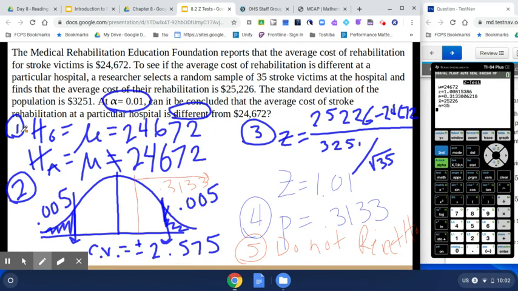Okay, so if I'm not rejecting, that means I'm keeping this idea. I am not supporting that the mean is changing. So my conclusion, my summary statement, I would write out at alpha equal to 0.01, there is not enough evidence to conclude that the cost of rehabilitation for stroke victims is different than the $24,672.